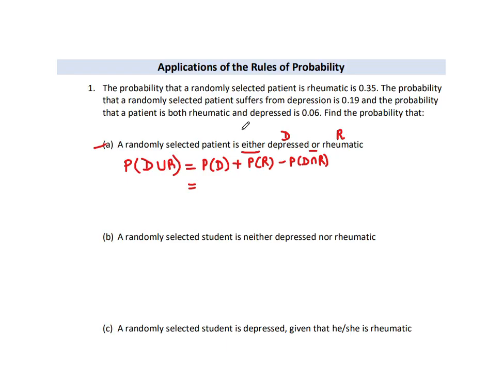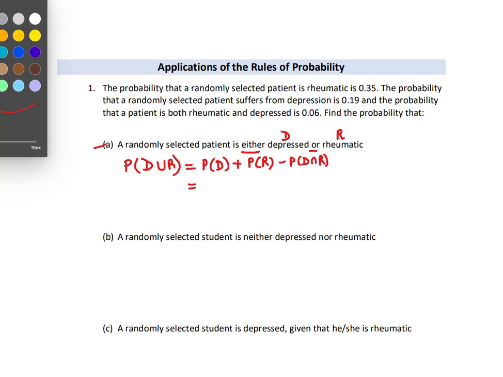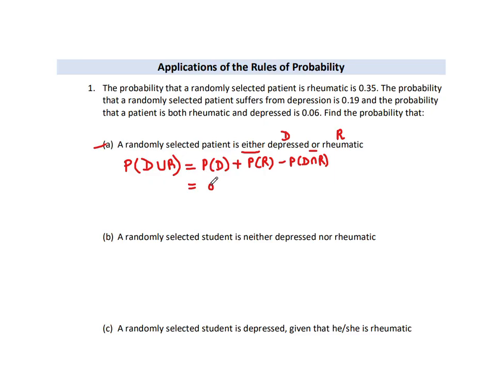The probability that a person is depressed is given to us as 0.19. The probability that a person suffers from rheumatism is given to us in the question as 0.35. And the probability that a person is both depressed and suffers from rheumatism is given to us as 0.06. That's the intersection of the two events.